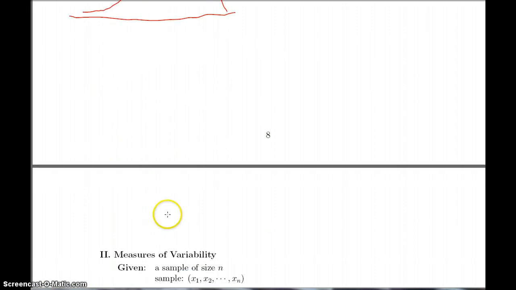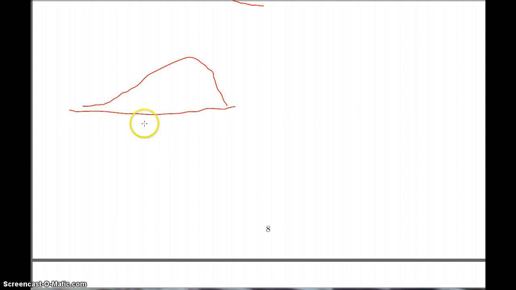So in the next video we'll talk about measures of variability, and basically with measures of variability we're going to look at how these values are distributed. Are they distributed close to each other, something like this, or are they distributed far from each other, where you have a graph like this, and how do we measure that variability in the data? All right, thank you.